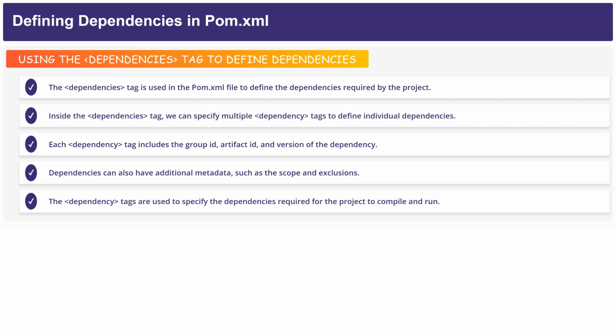The Dependencies tag is a key element in the Pom.xml file that allows us to define the dependencies required for our Spring Boot project. Inside this tag, we can specify multiple dependency tags, each representing an individual dependency. For each dependency tag, we include the group id, artifact id, and version of the dependency. Additionally, we can include other metadata such as the scope and exclusions.